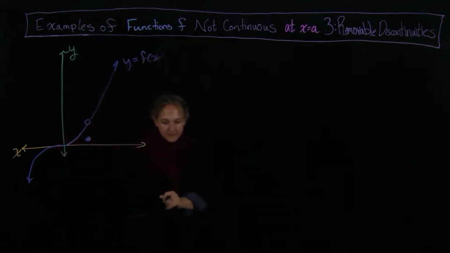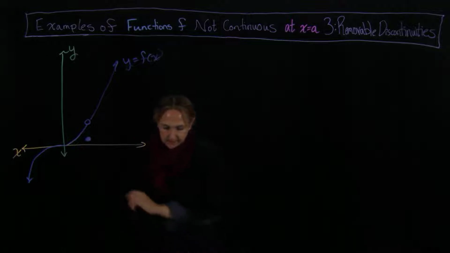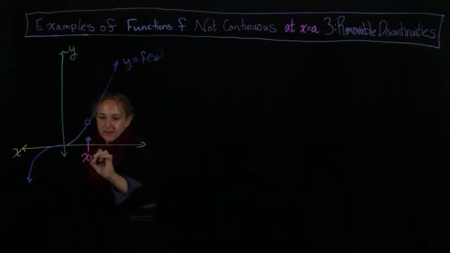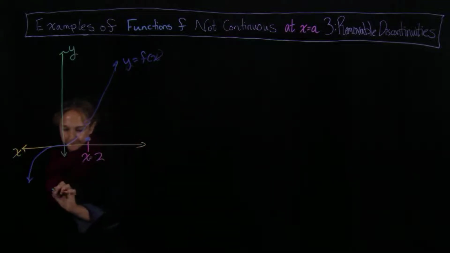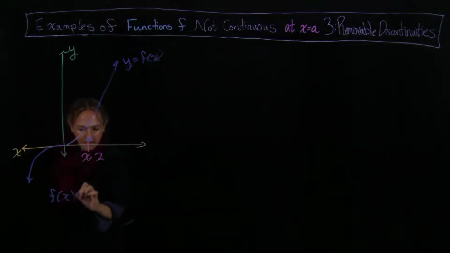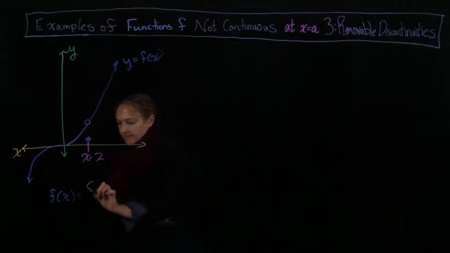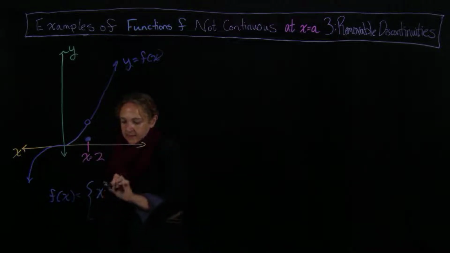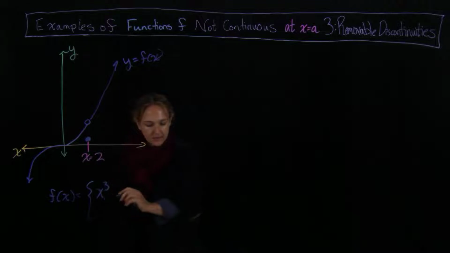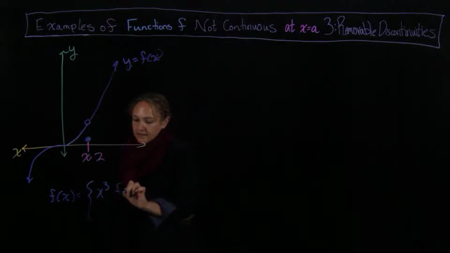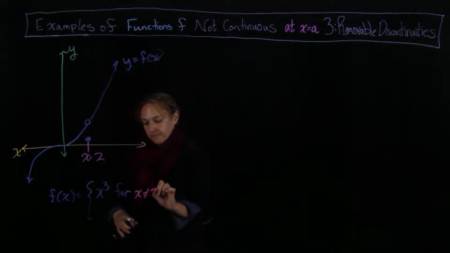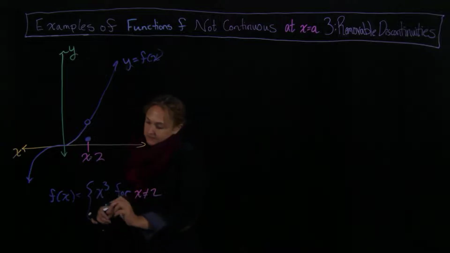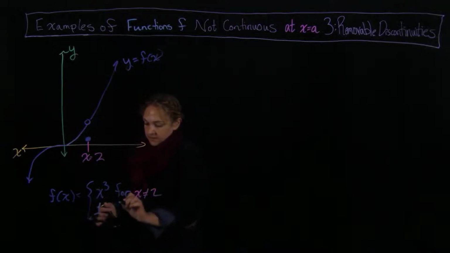And what's happening with my function y equals f of x? At the value x equals 2, f of x is going to equal, as you might be able to tell from the shape, x cubed, as long as I'm not at x equals 2. And if I'm at x equals 2, I'm just going to assign it the value 1 for some reason.